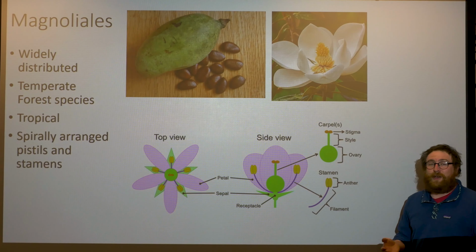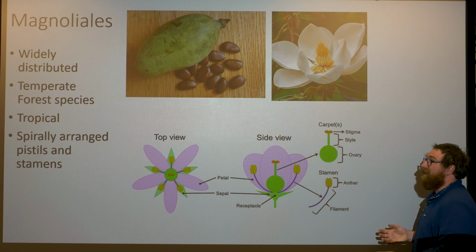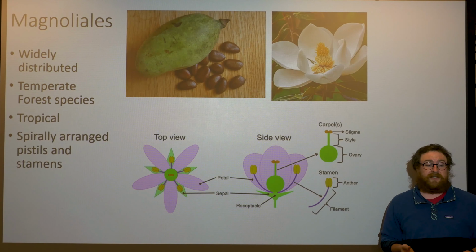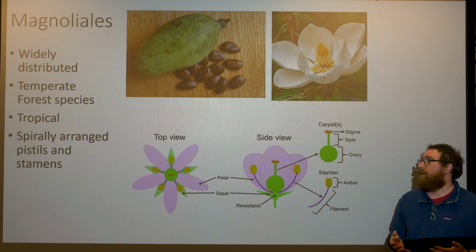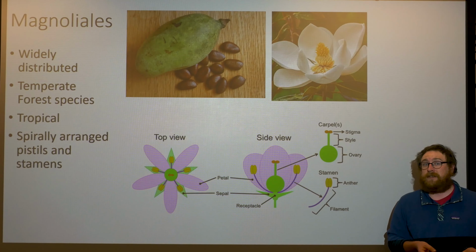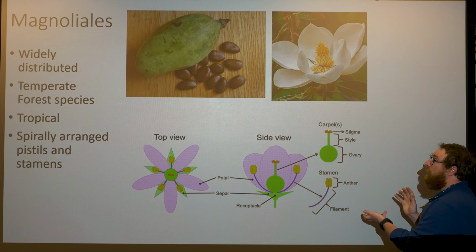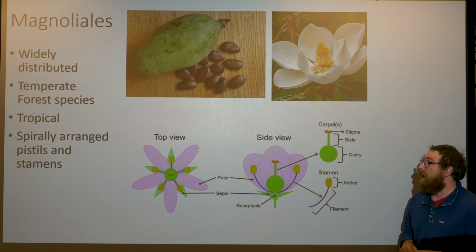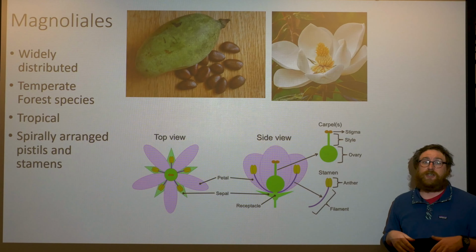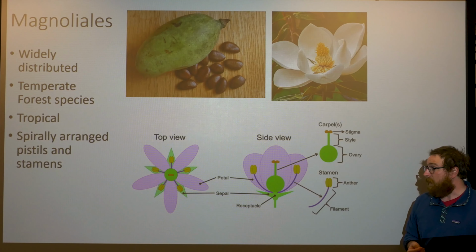But of course, when we're talking about the magnolias, they really do take center stage. The magnolias represent a widely distributed group of temperate forest species. So this is really one of our most widespread of these basal angiosperm groups, but we do see a lot of tropical species in this order.